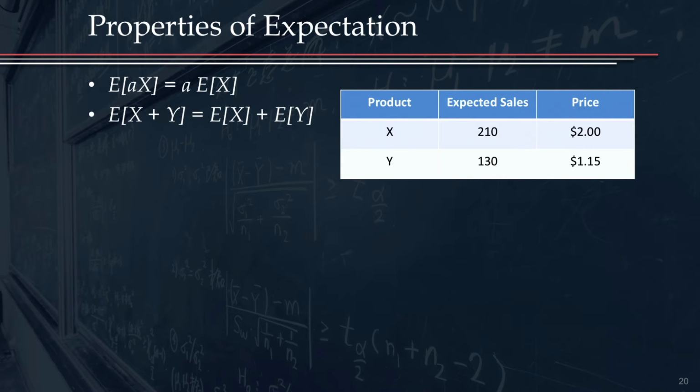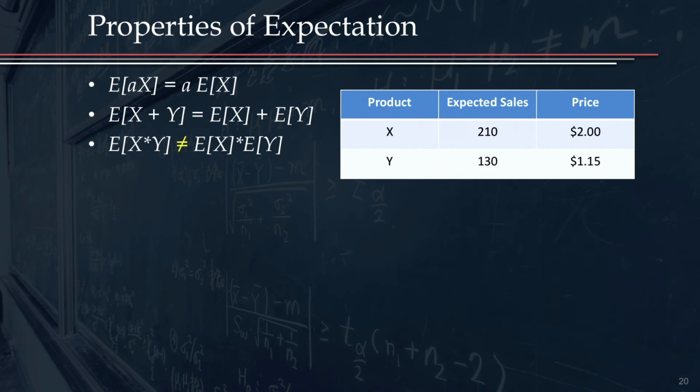And we'll use these two formulas. The expectation of A times X is equal to A times the expectation of X, where A is some constant. And in our application, it's going to be price. And then the expectation of X plus Y is equal to the expectation of X plus the expectation of Y. Now, these may seem straightforward, and they are, but they're also important to get right. For example, the expectation of X times Y is not in general equal to the expectation of X times the expectation of Y. So these are powerful identities that we'll use.